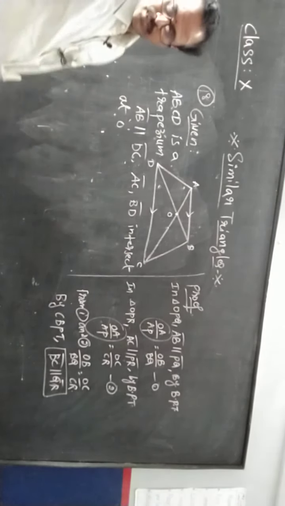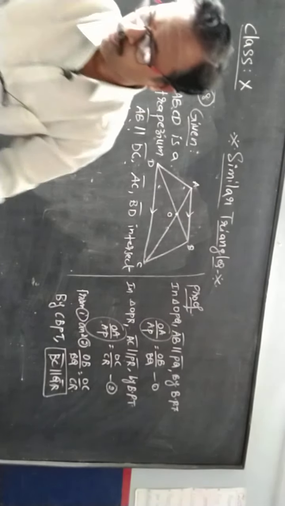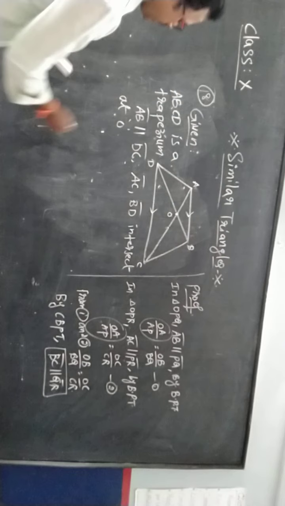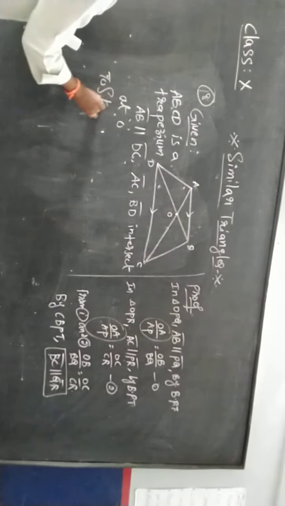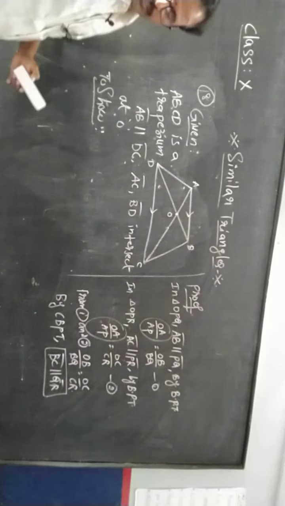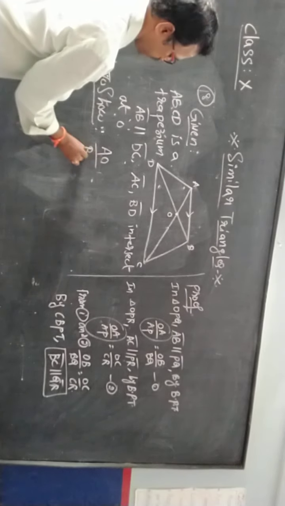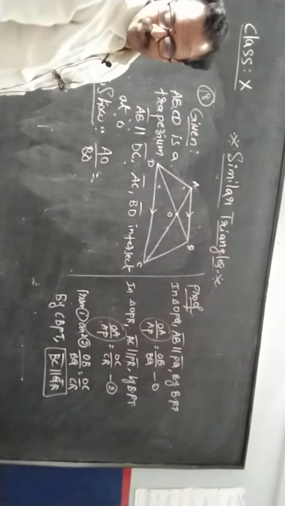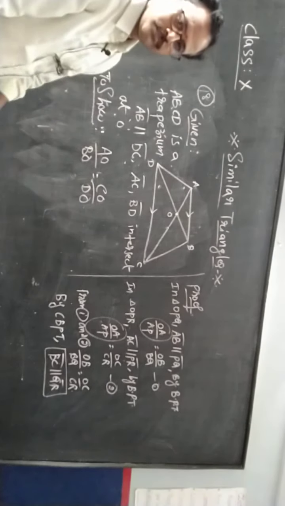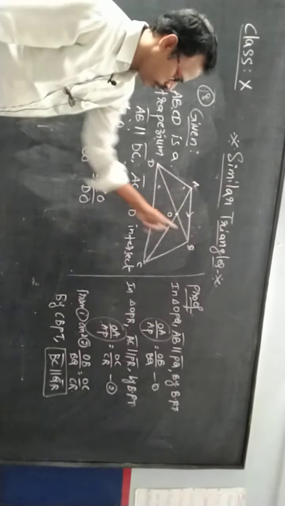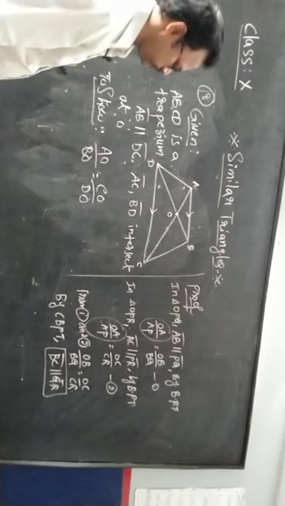Okay, what is asked to prove here? It is asked to show, what is asked to show, Nana? AO by BO is equal to CO by DO. How could you prove this one?